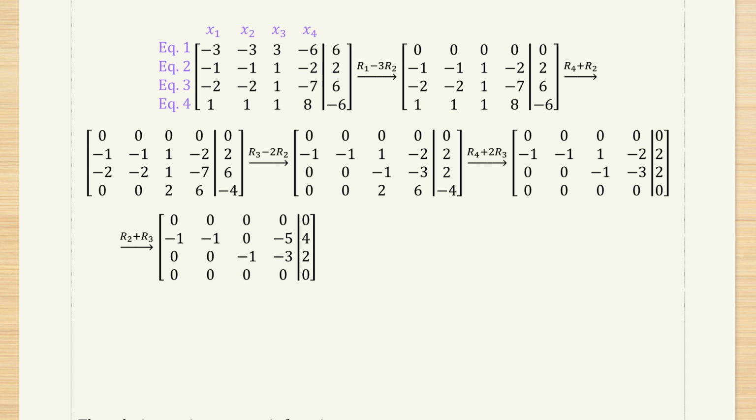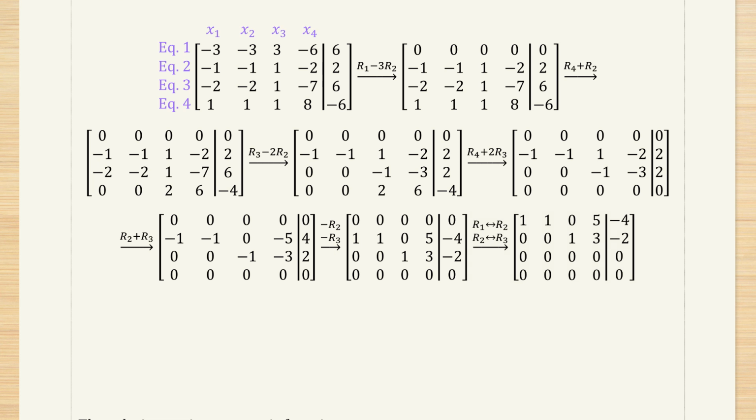We need to get some leading 1s, not leading negative 1s. Let's multiply those 2 rows by a negative 1. This operation is easy enough that we can combine both operations into a single step. Negative 1 times row 2 and negative 1 times row 3. We just flip the signs from positive to negative and negative to positive in rows 2 and 3. And just for formality, reduced row echelon form wants us to put all the 0 rows at the very bottom of the matrix. We can interchange rows 1 and 2 and rows 2 and 3. The matrix is now in reduced row echelon form.